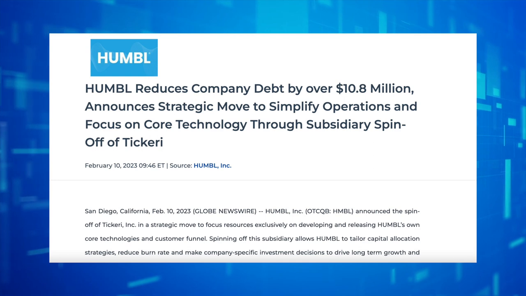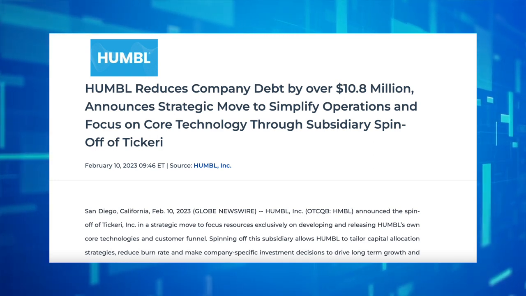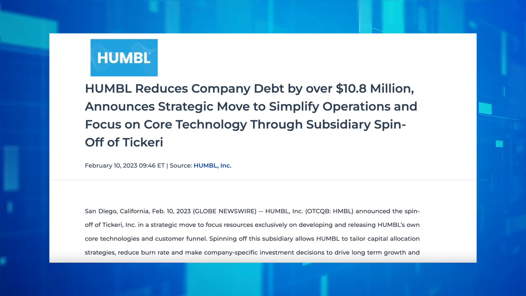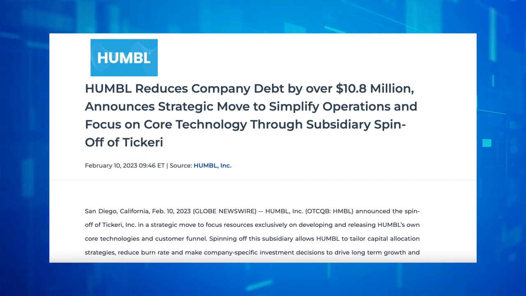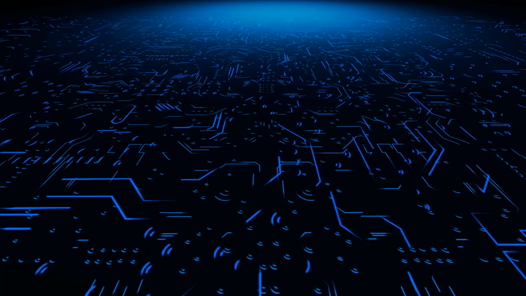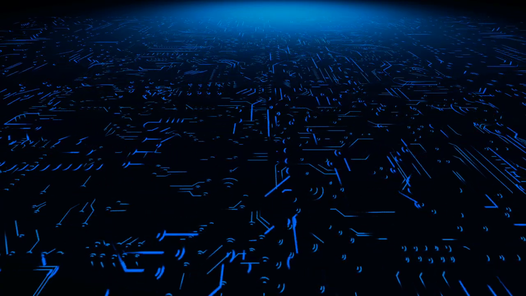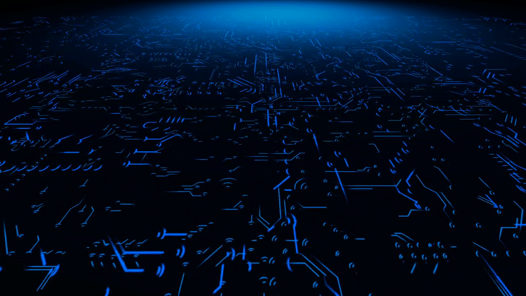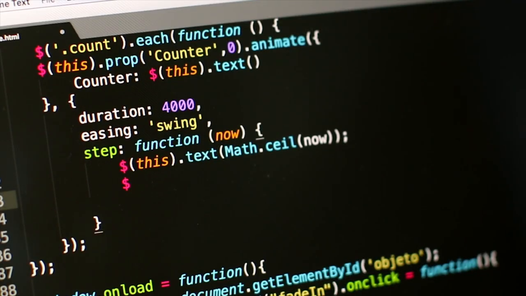HMBL reduces company debt by over $10.8 million, announces a strategic move to simplify operations and focus on core technology through subsidiary spin-off of Takiri. So by this point, I'm sure a lot of people know that HMBL acquired a company called Takiri in the past, but now is severing ties with them. Which is why HMBL announced the spin-off of Takiri in a strategic move to focus resources exclusively on developing and releasing HMBL's own core technologies and customer funnel.